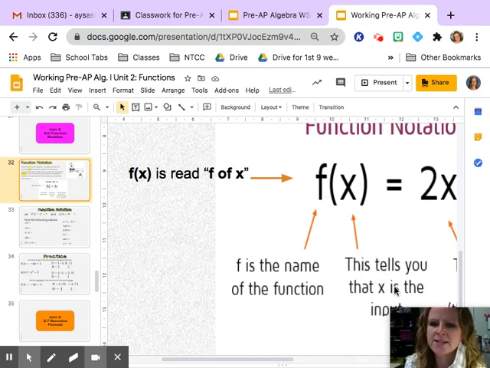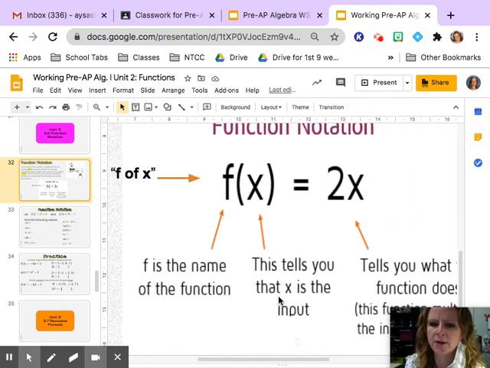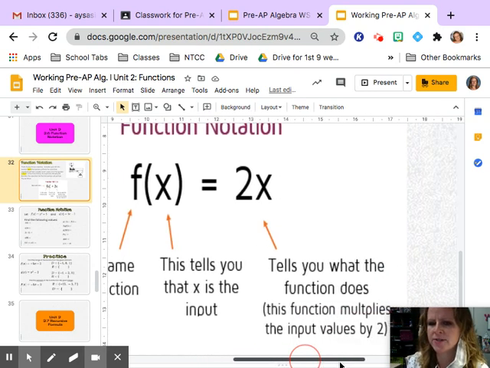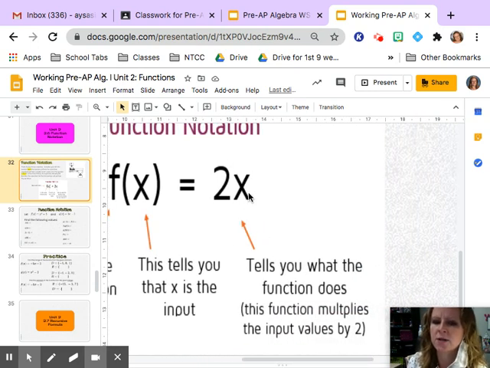And then this tells you that x is your input. So whatever is here, that is your input. And then what's on the other side of the equal sign is the actual machine. You're going to plug in a number for x and then perform the machine, and that'll be your f of x. You could use f of x and y as the same.